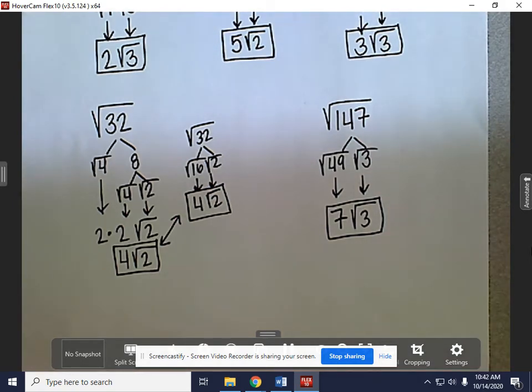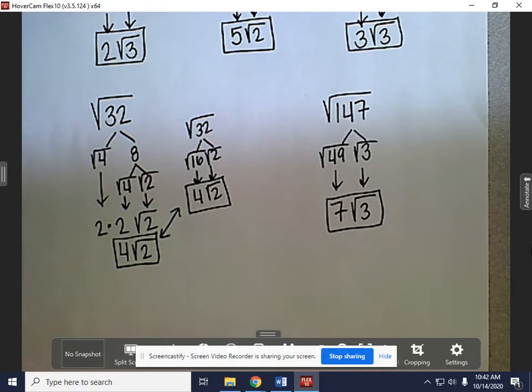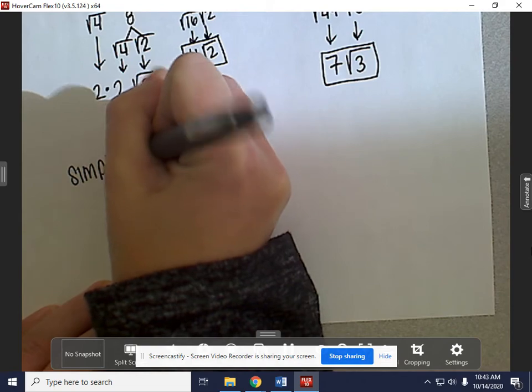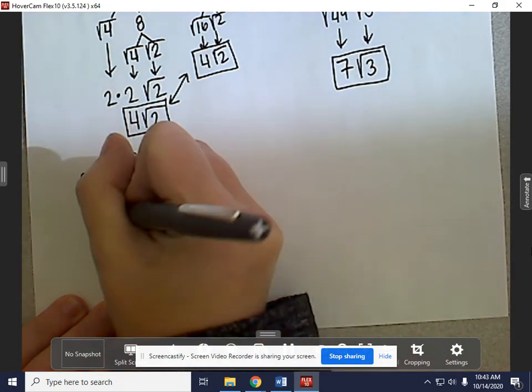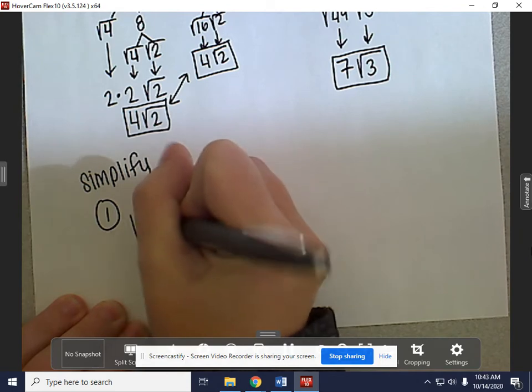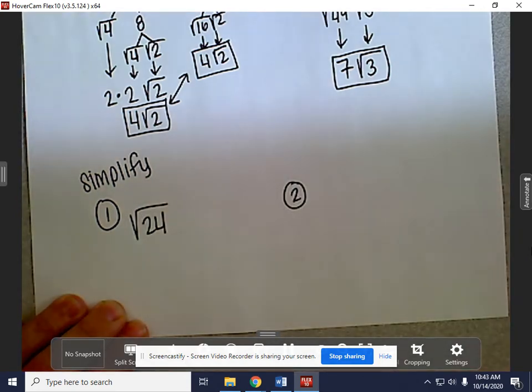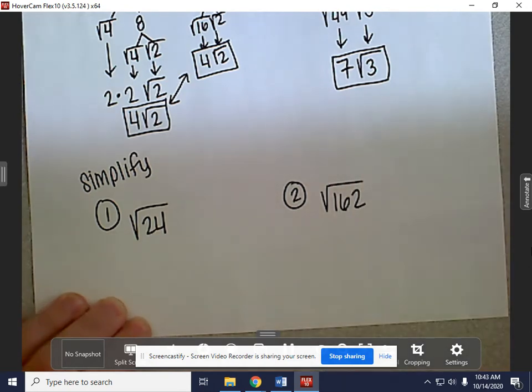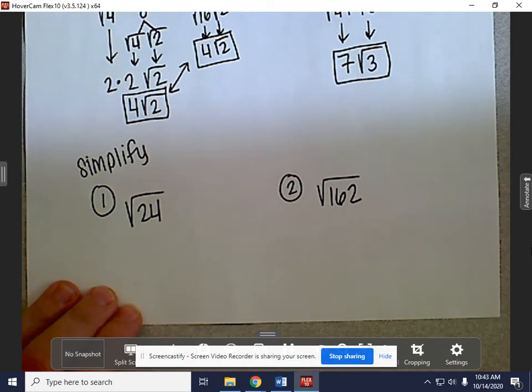So what I want you to do right now, I'm going to give you maybe just 2 to practice. I'll give you a minute. If you need to pause, feel free if I rush you there, and see if you can try these 2. Number 1, let's do the square root of 24. And for number 2, can you do the square root of 162? I'm just going to be quiet for about 15 seconds, and I'm going to come back on. Feel free to pause if you need extra time.